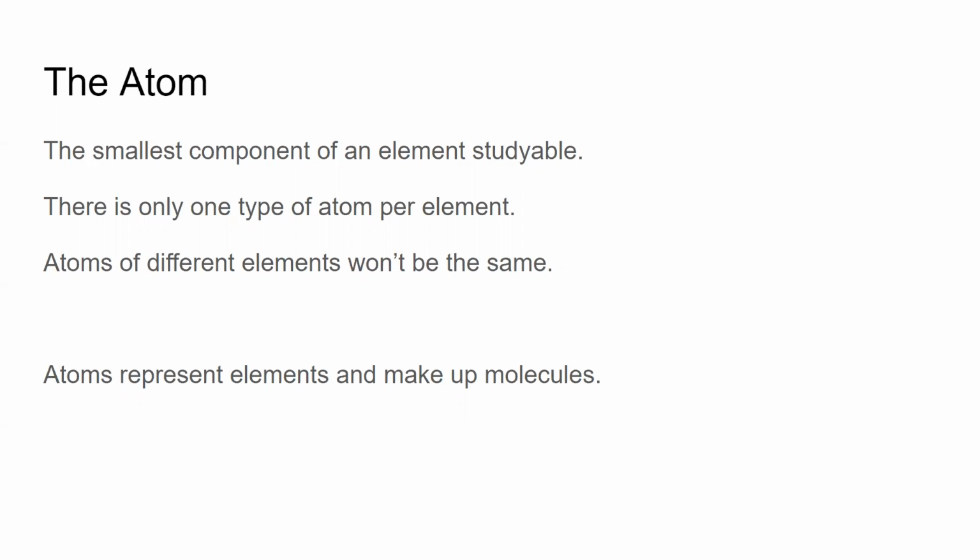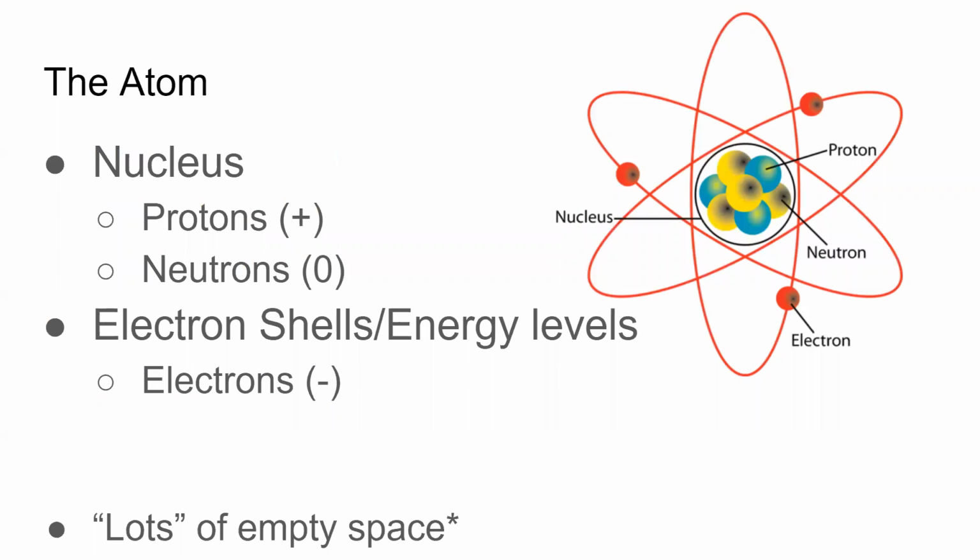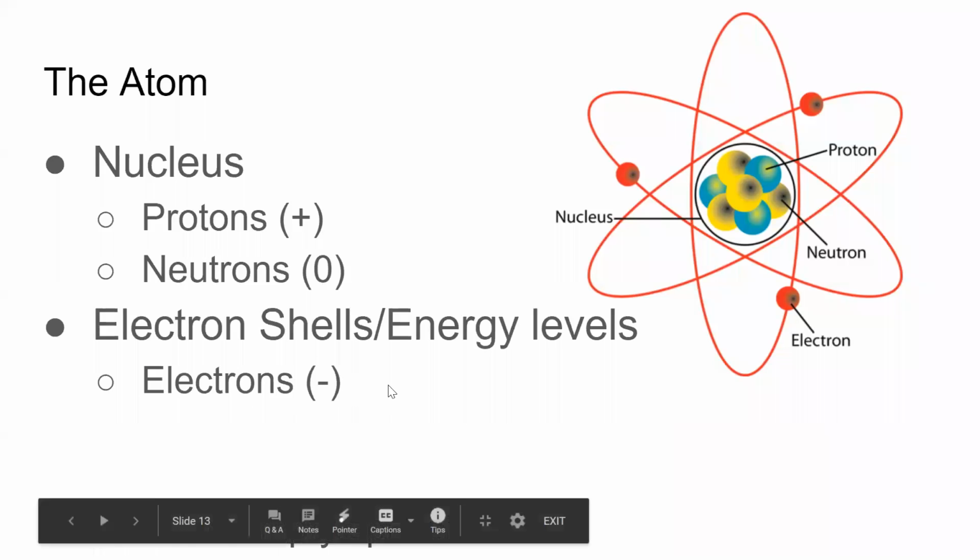Yeah, so we're going to talk about the composition of an atom. It's made up of three major particles that you have to know about. It's made up of protons, neutrons, and electrons. Protons, you probably know this, they're positively charged. Neutrons have no charge, and electrons are negatively charged.